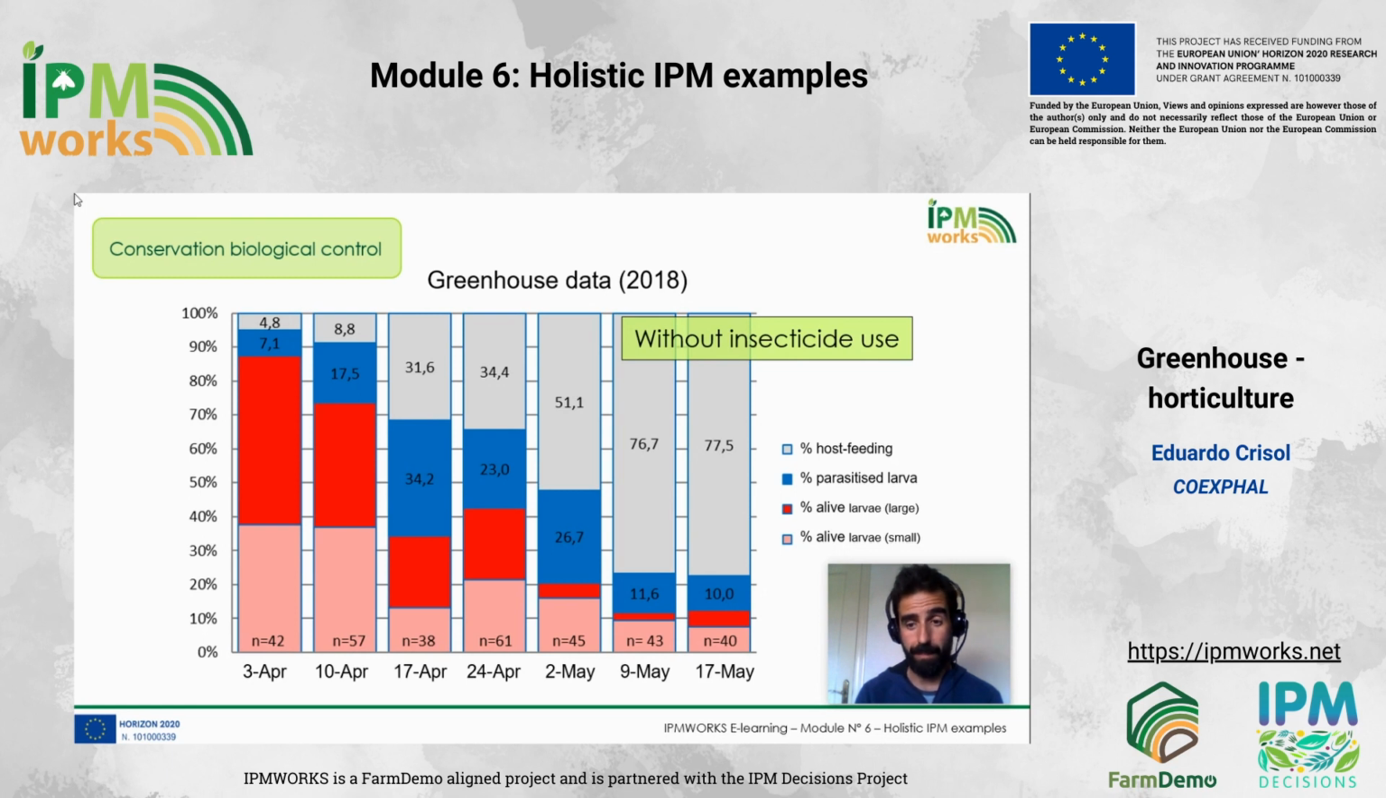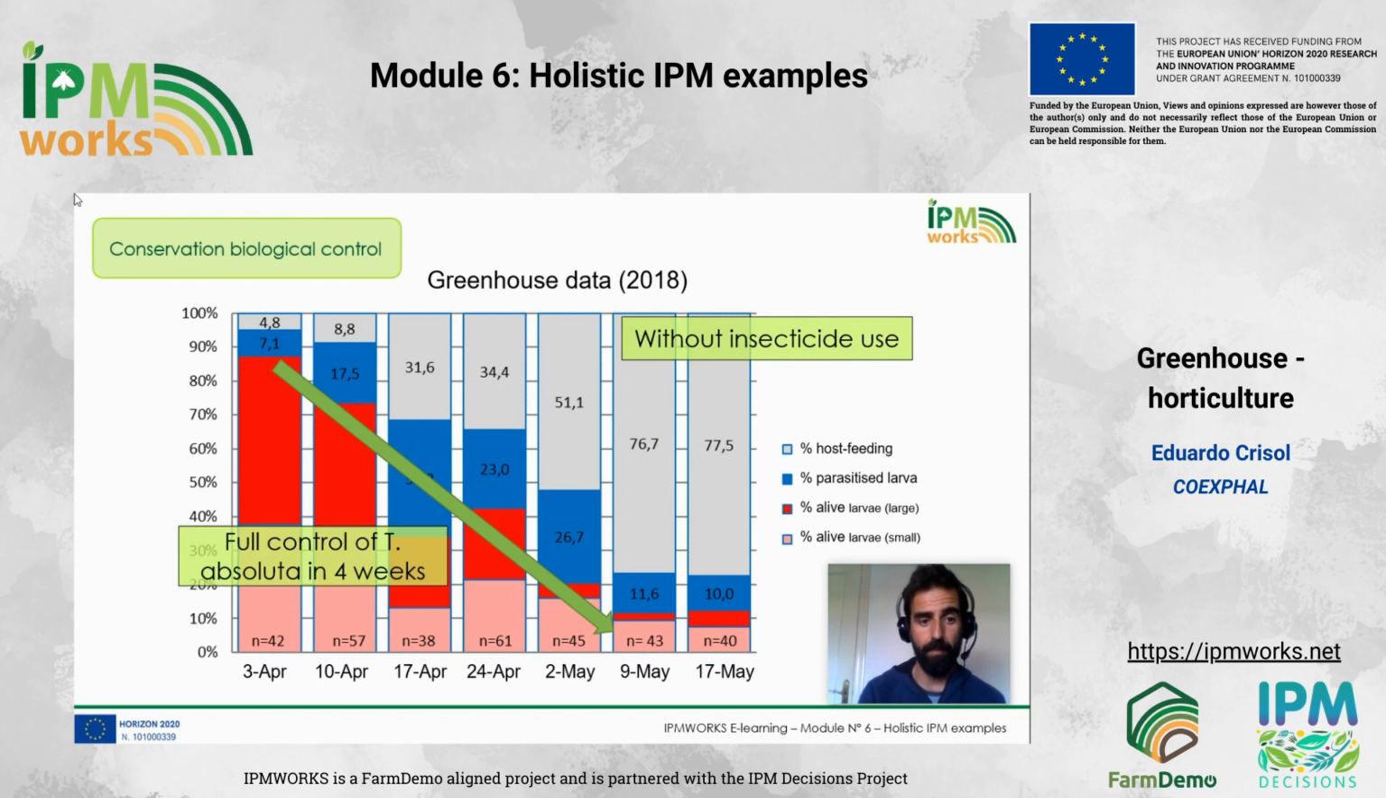In this case, we have a greenhouse where no insecticide was used. You can see by looking at the numbers and the pattern that the percentage of parasitized larvae and host-fed larvae kept growing since the first sampling. And it reached a very interesting high number fairly quickly. We can actually say that we get a full control of the Tuta absoluta population in approximately 4 weeks, which is quite interesting, again, without insecticide use.